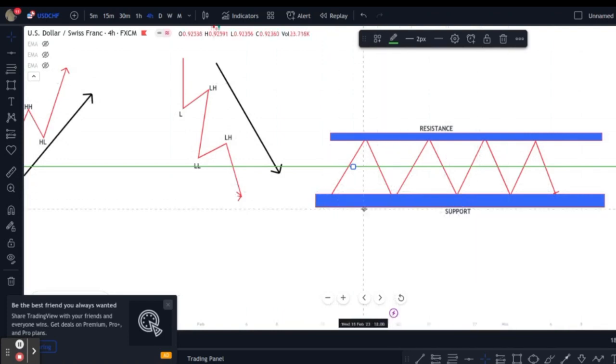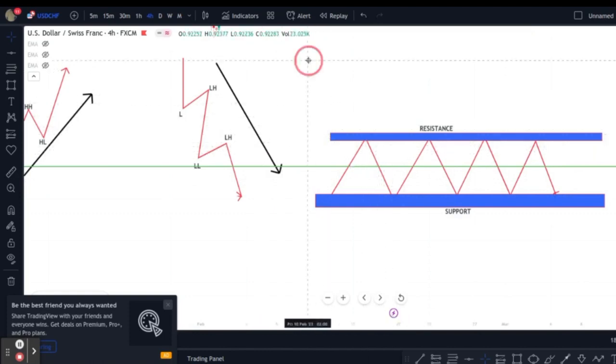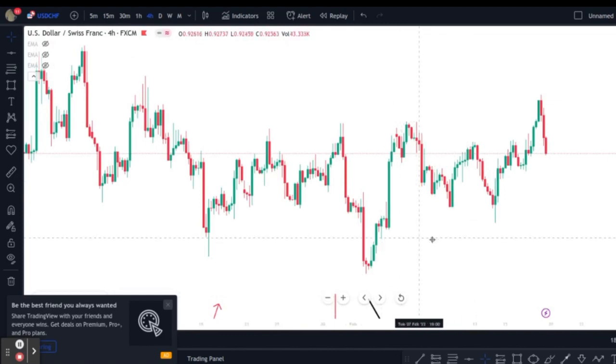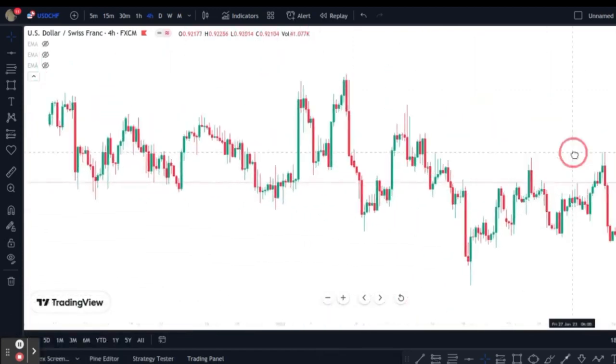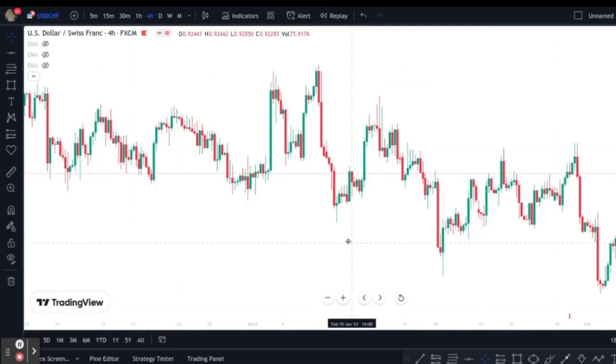And when you are putting your stop loss, it should not be more than a few pips below the lowest low when you are buying, and a few pips above the higher high when you are selling. So all that we have been explaining, let's check everything on the chart. You can see it's very clear here.